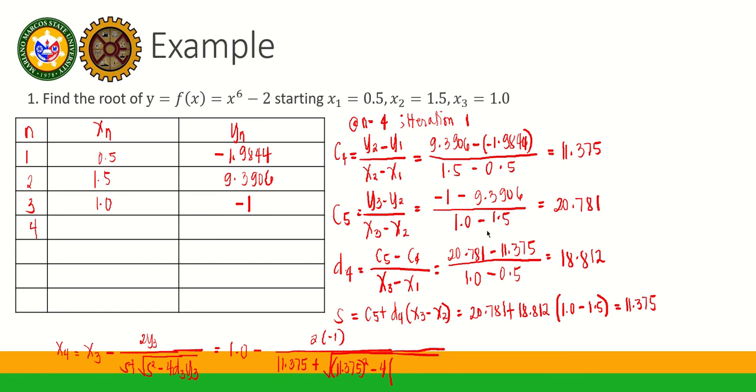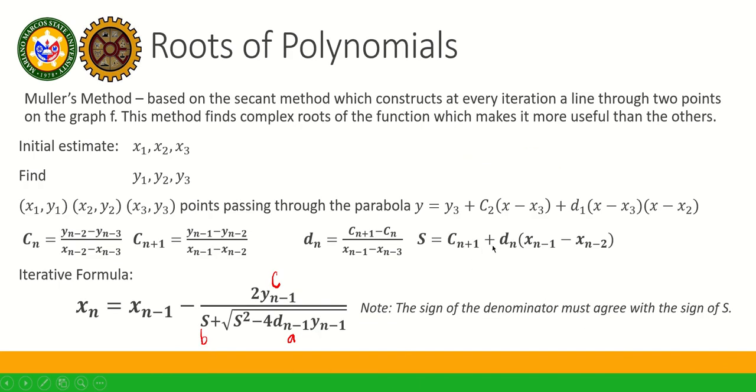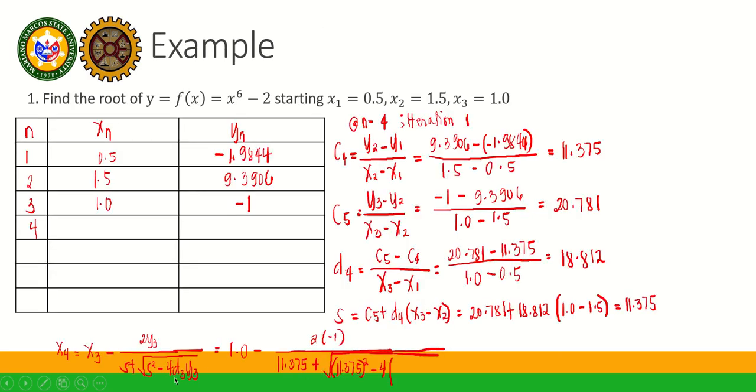Okay, I think I might have mistaken dito sa formula natin. So, i-correct ko lang. This should be d sub n minus 1. Okay? Or d sub n. Oo, d sub n. Tama pala siya. Dito pala sa kabila ako nagkamali. Ito, that one. That should be d sub 4. Okay? So, d sub 4 natin is 18.812. And our y sub 3 is equal to negative 1.